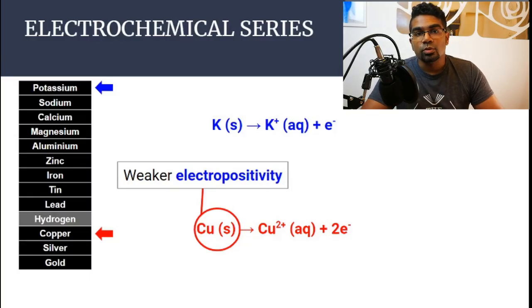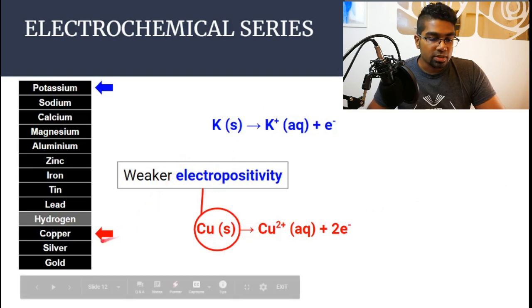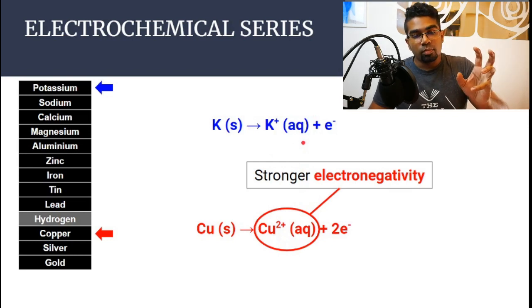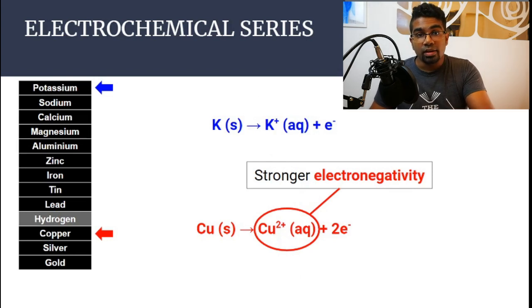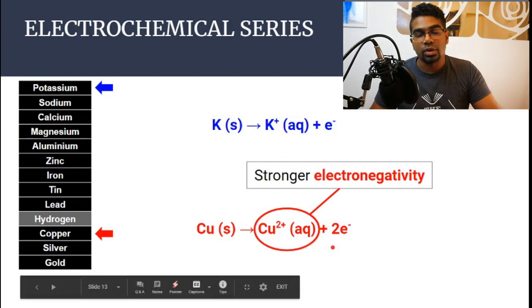Electropositivity is the tendency to donate electrons. Electronegativity is the opposite, the tendency to gain electrons. Let's look at copper now. Copper does have a weaker electropositivity than potassium because it is lower than potassium in the electrochemical series. However, the copper 2 ion will have a stronger electronegativity than the K plus ion, meaning that if both copper ions and potassium ions were present in a solution, then the one that is more likely to accept electrons would be the copper 2 plus ions because it is more electronegative than the potassium ion.